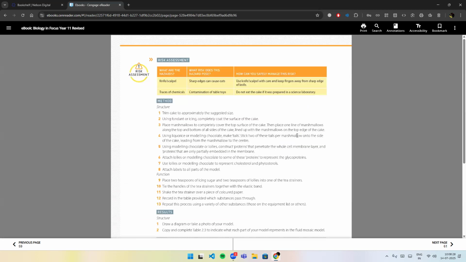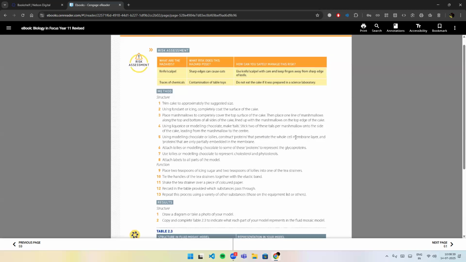What are the hazards? What risk does the hazard pose? How can you safely manage this risk? Knife or scalpel: sharp edges can cause cuts. Use the knife or scalpel with care and keep fingers away from the sharp edge. Traces of chemicals: contamination of tabletops. Do not eat the cake if it was prepared in a science laboratory.